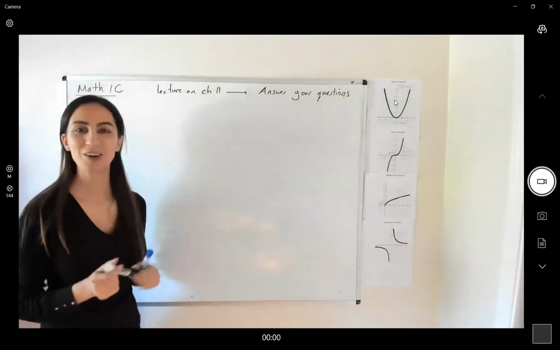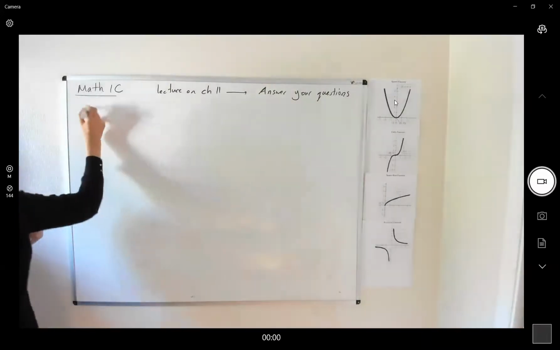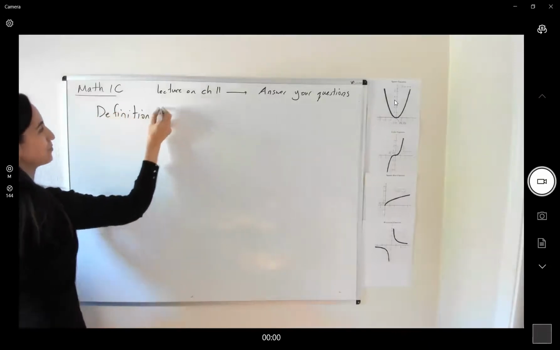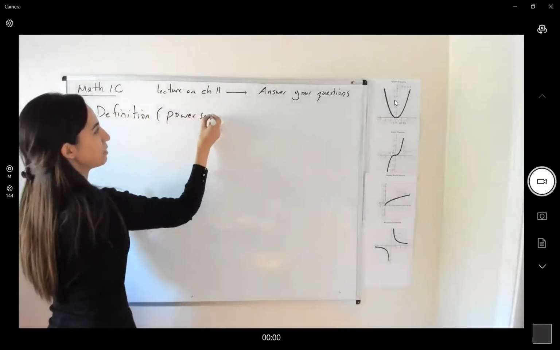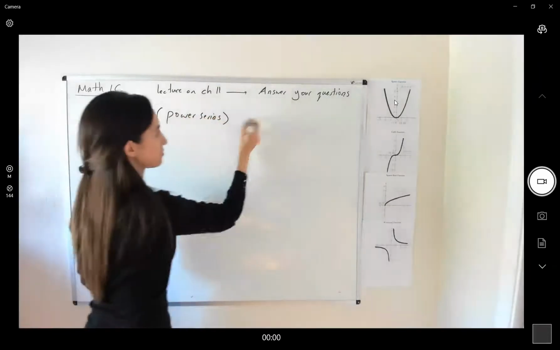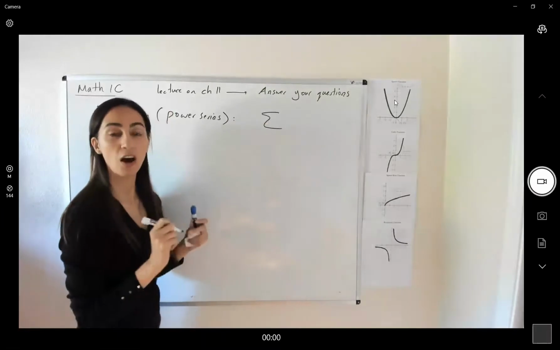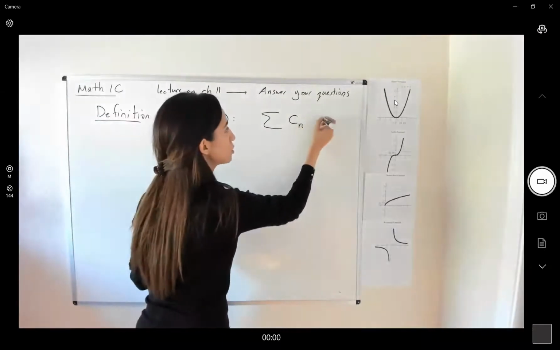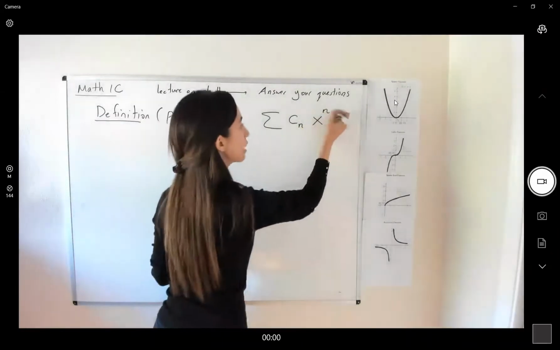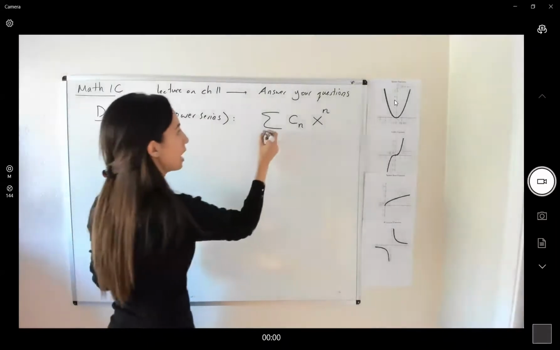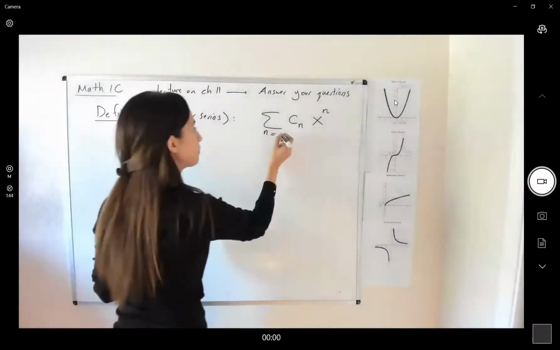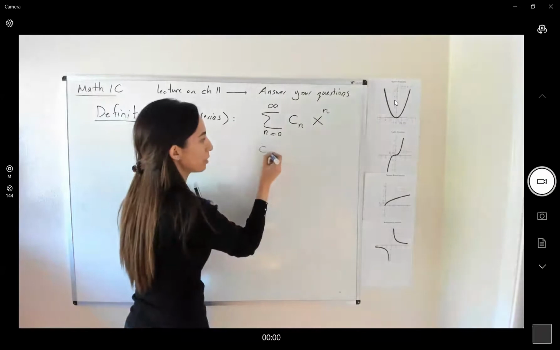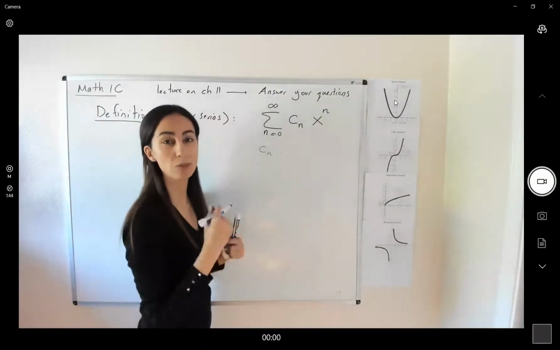Okay, so let us continue chapter 11. We're going to talk about the power series definition. A power series is defined this way: the sum of some coefficients like C sub n times a variable like x raised to power n, where n starts, let's say, from 0 and goes to infinity. So C sub n, these are just some numbers or constants.